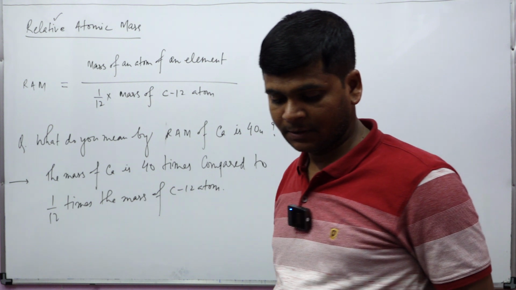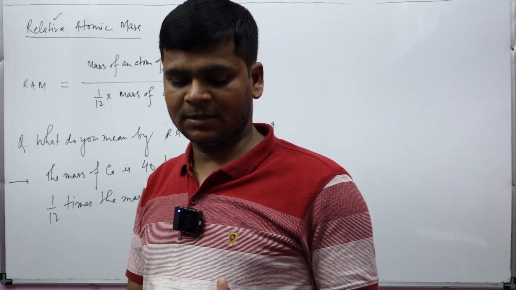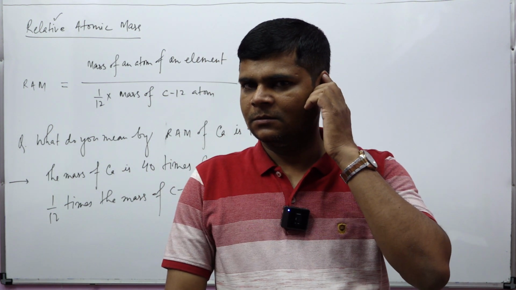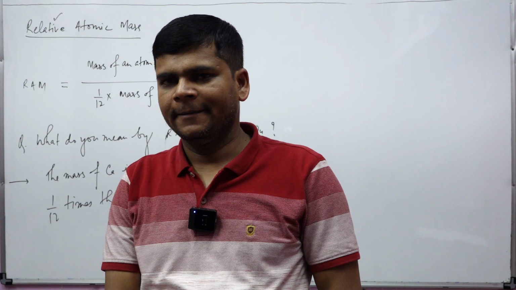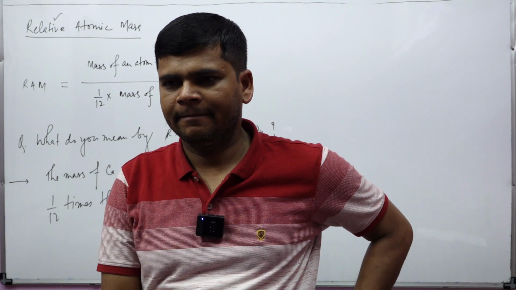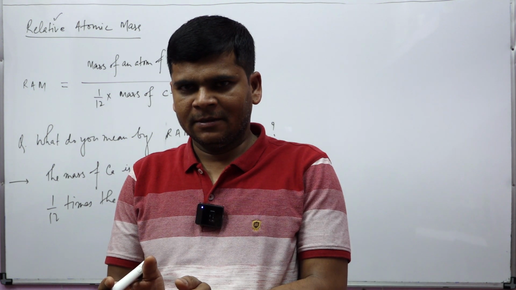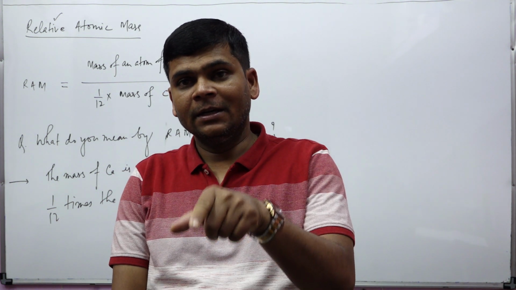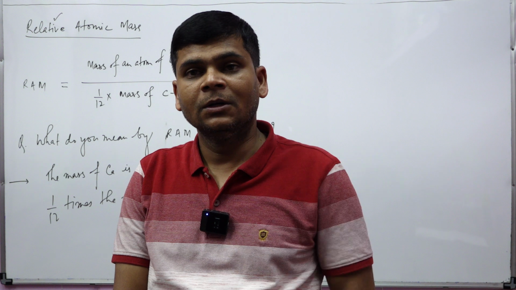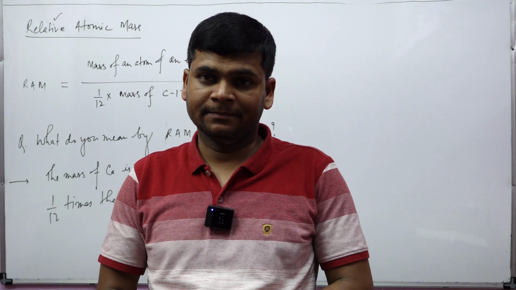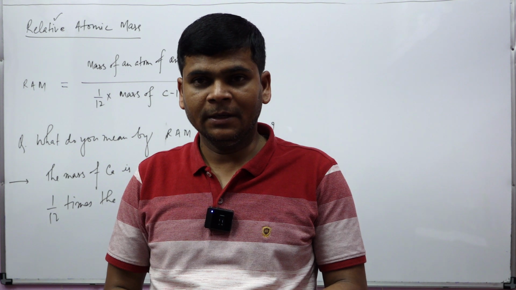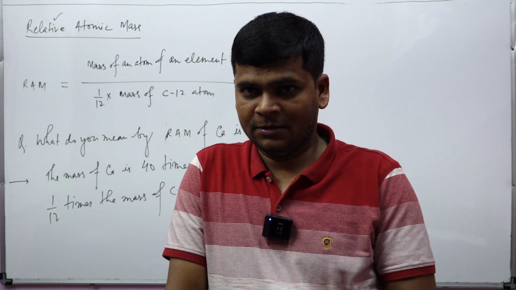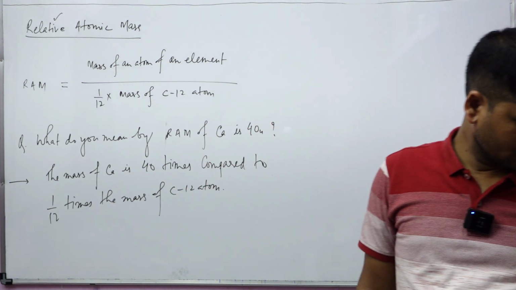So I hope it is clear to you how this idea of relative atomic mass came. Now for a short revision we can say the relative atomic mass means, relative term is used since the mass of an atom is always taken in reference, in relation to the mass of a C12 atom, and that also 1/12 times the mass of a C12 atom is considered as a unit to define the atomic mass of other elements.